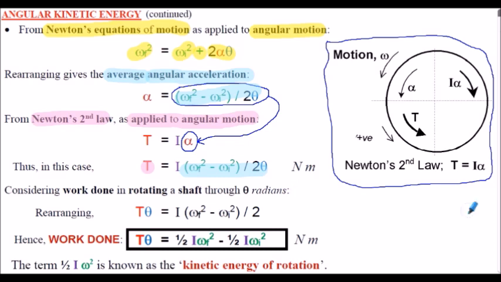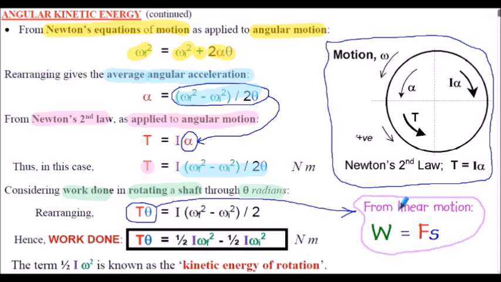Now recalling from our linear motion presentation, work done in a linear sense is force multiplied by distance travelled. Work done by the rotating shaft in an angular sense, where the displacement is theta in radians, is written as T theta. So T multiplied by theta in the angular sense is equivalent to force multiplied by distance in the linear sense. So remember, work done in the linear sense is equal to force multiplied by distance, or sometimes termed displacement.